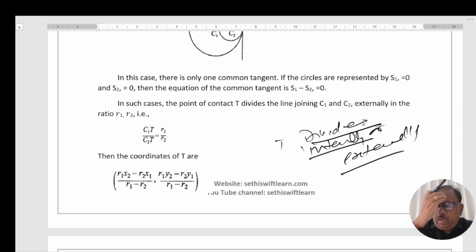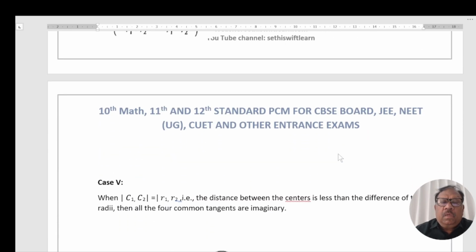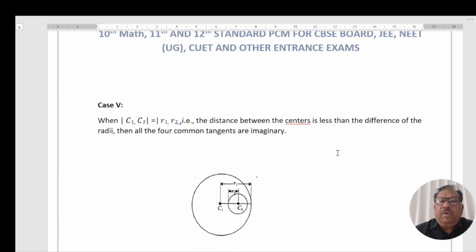Internally or externally. Right? Next. Case 5. One point when the distance to the center is R1 minus R2, the difference of the radii. When the distance between the centers is less than the difference of the radii, then the common tangents are imaginary. No real tangent.